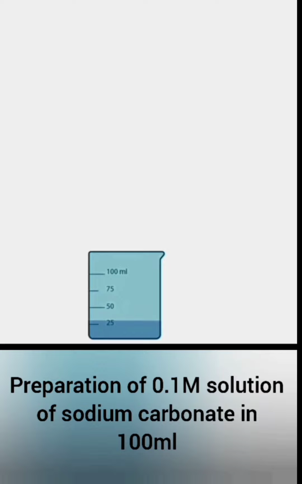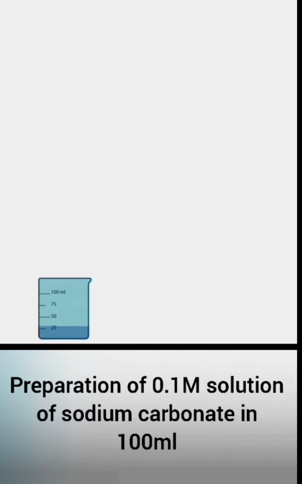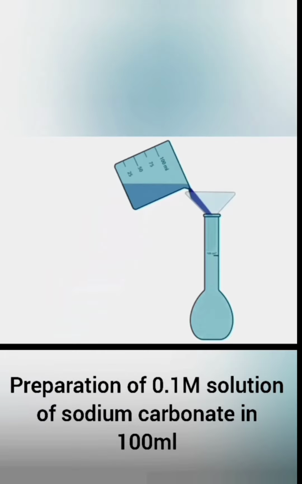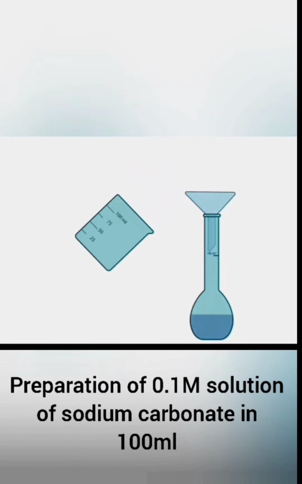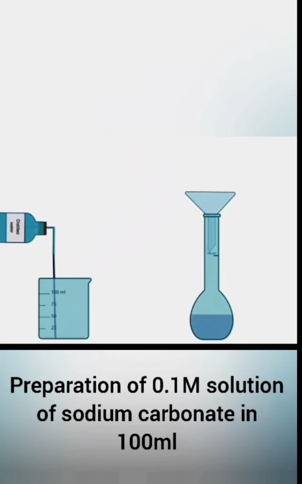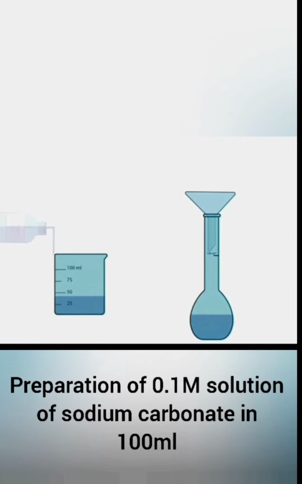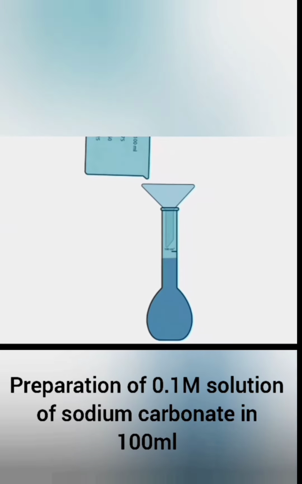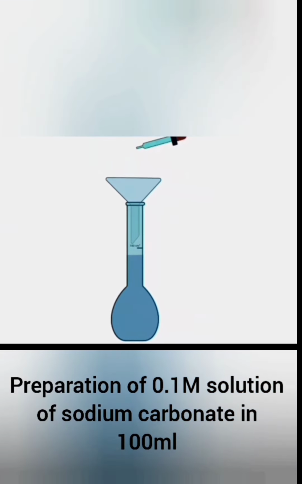Once sodium carbonate is dissolved, transfer this solution to a 100 centimeter cubed volumetric flask using a funnel. Rinse the sides of the beaker with more water and transfer the remaining content to the flask. Then, carefully fill the volumetric flask with distilled water to the 100 centimeter cubed mark with the help of a dropper.